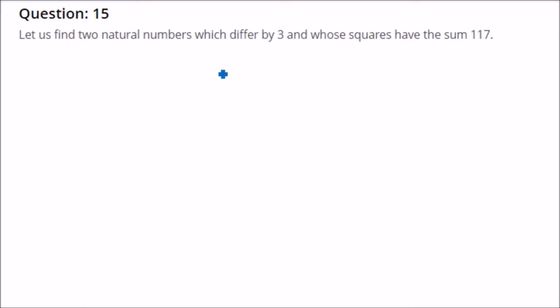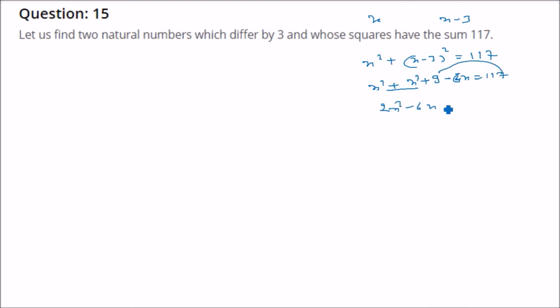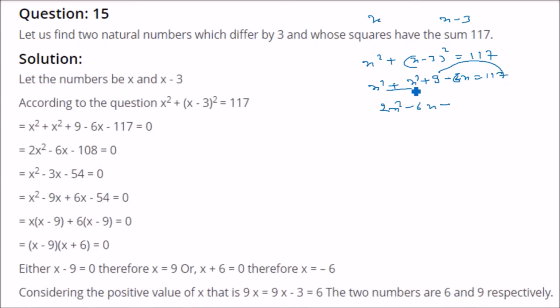Let us find two natural numbers which differ by 3. That is, if one is x, the other will be x minus 3, whose squares have the sum 117. That is, x square plus (x minus 3) square, the sum is given by 117. So what do we get? x square plus, this is x square plus 9 minus 2 into 3, 6x equal to 117. So what do you get? 2x square minus 6x, bring 117 here, 9 minus 117 is minus 108.